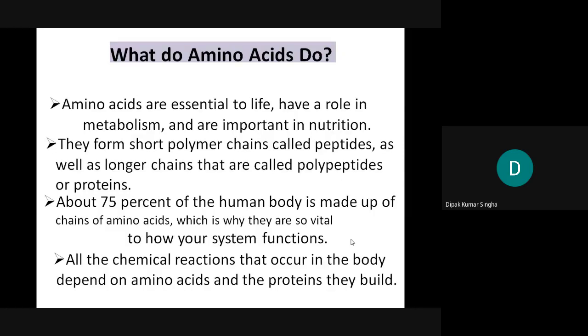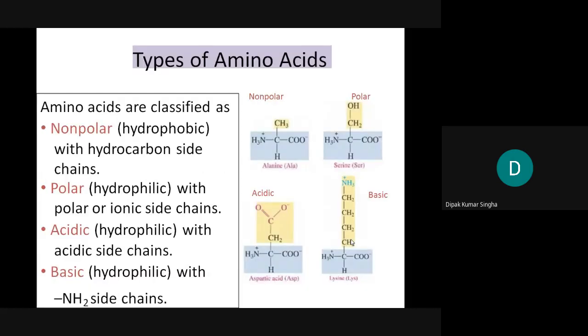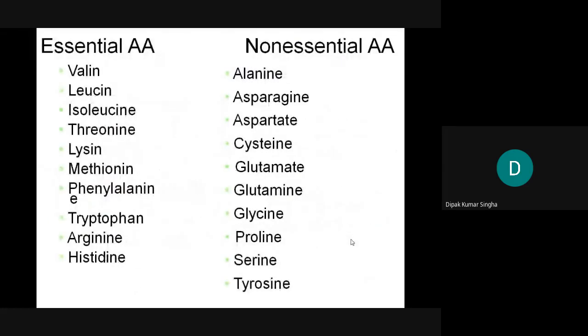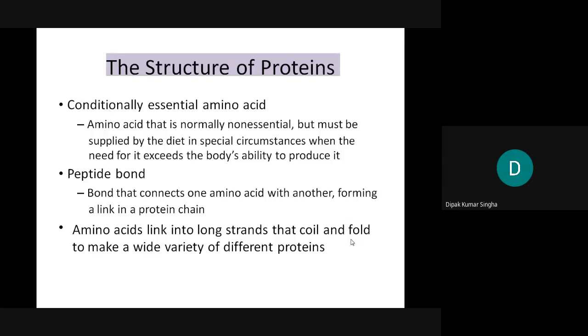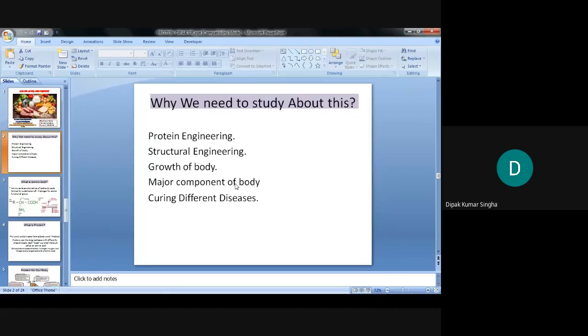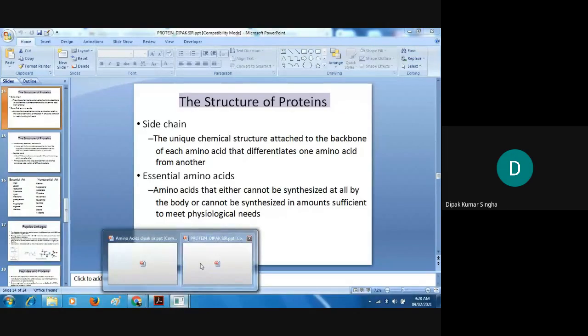About 75% of the human body is made up of chains of amino acids, which are vital to how the system functions, and all the chemical reactions that occur in the body depend upon amino acids and the proteins built from them. What are the types of amino acids? These are the basic amino acids: non-polar, metabolism, and structure. We will see more on the next slides.